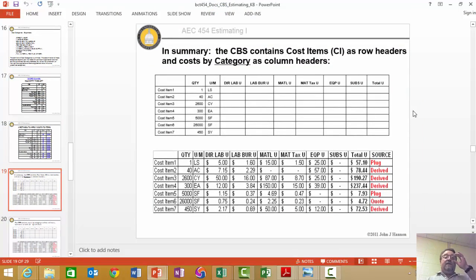All right. Back to a cost breakdown structure. So I've got a cost item or an activity. A cost item can be something that's not an activity, but let's not muddy the water. Let's just deal with activities. A quantity, unit of measure. These are the cost categories. All right. So in the grading rubric, when I say cost categories, this is what I want. And this says U because these are unit costs. And they'll add up to a total unit cost for each cost item on these rows.